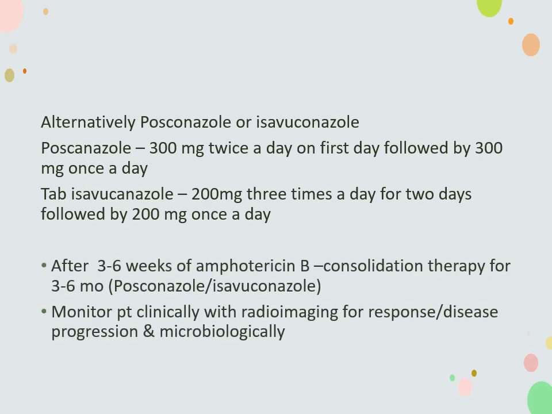After 3 to 6 weeks of amphotericin B, we have to switch the patient to oral therapy, that is posaconazole or isavuconazole. Monitor the patient clinically along with radio imaging. While we are treating the patient, we also have to observe clinically whether the patient is improving or not. The radio imaging will tell whether the disease is progressing or being corrected.